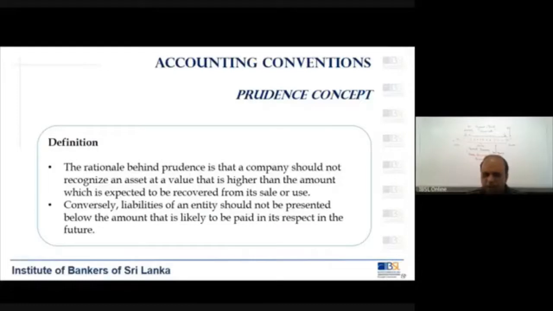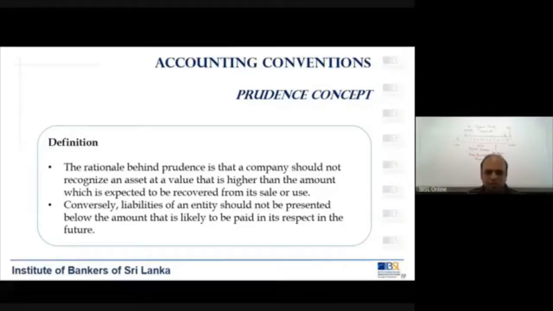But you can't say that next month the bill might come down and I will only have to pay rupees 20,000. Which means you are underestimating your liability. Whereas you have been paying 50,000 normally, now you say that next month you will only need to pay 20,000, which is not a likely situation. So what does this prudence concept say? Liabilities of an entity should not be presented, meaning accounted for, below the amount that is likely to be paid.